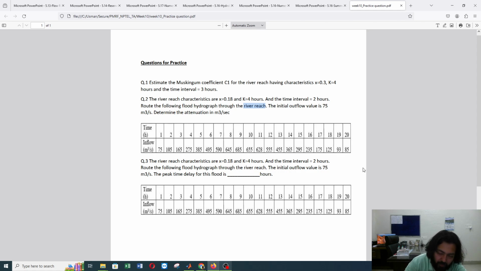So first we are going to write the given data. The given data that we have is x equals 0.18, K equals 4 hours, and delta t equals 2 hours. So these are the values that were given to us. Now what we are going to do is first derive the coefficients, that is C1, C2 and C3 for this problem.